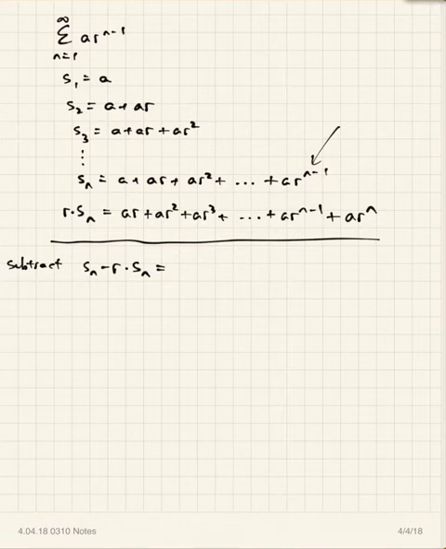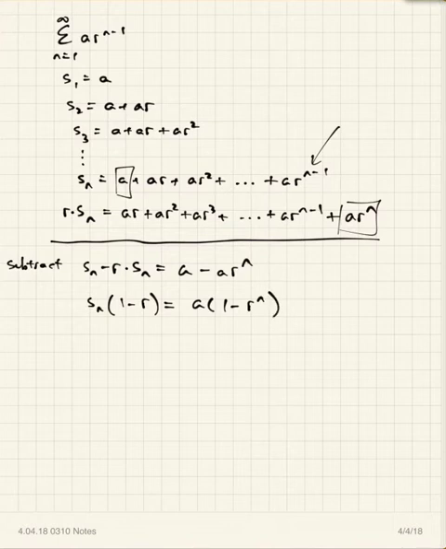equals, and now notice when you subtract, the ar's, the ar squareds, the ar cubeds, all of those terms cancel out, except for the a at the very beginning and the a times r to the n at the very end. Everything else subtracts out. So that's helpful. On the left side, you factor out the s sub n, and you're left with 1 minus r. On the right side, you factor out the a, and you're left with 1 minus r to the n. Then you divide, and you get a nice little expression in terms of n for the nth term of the sequence of partial sums.